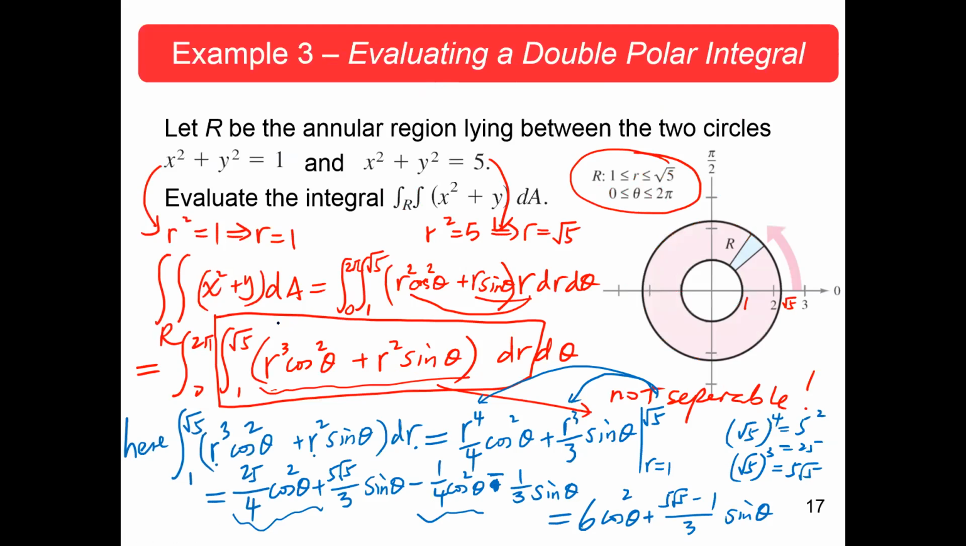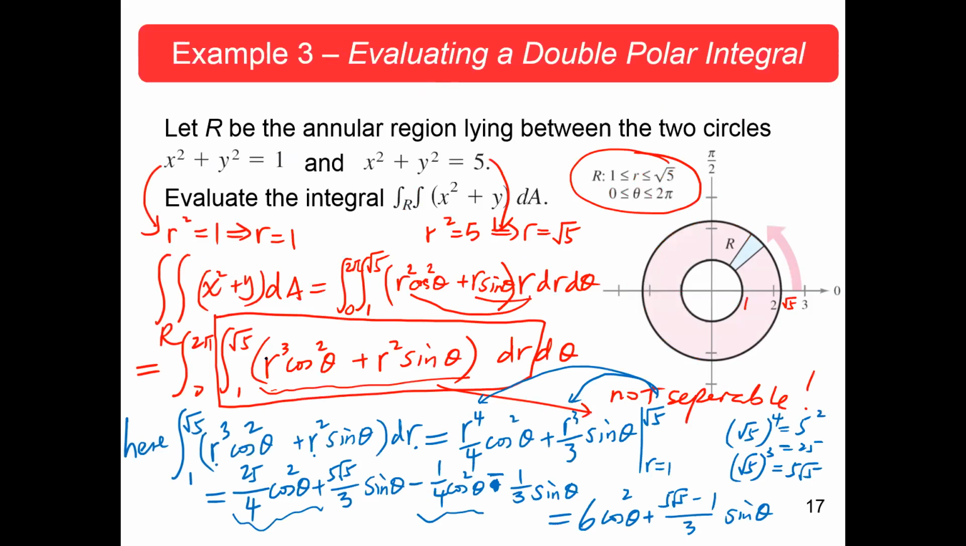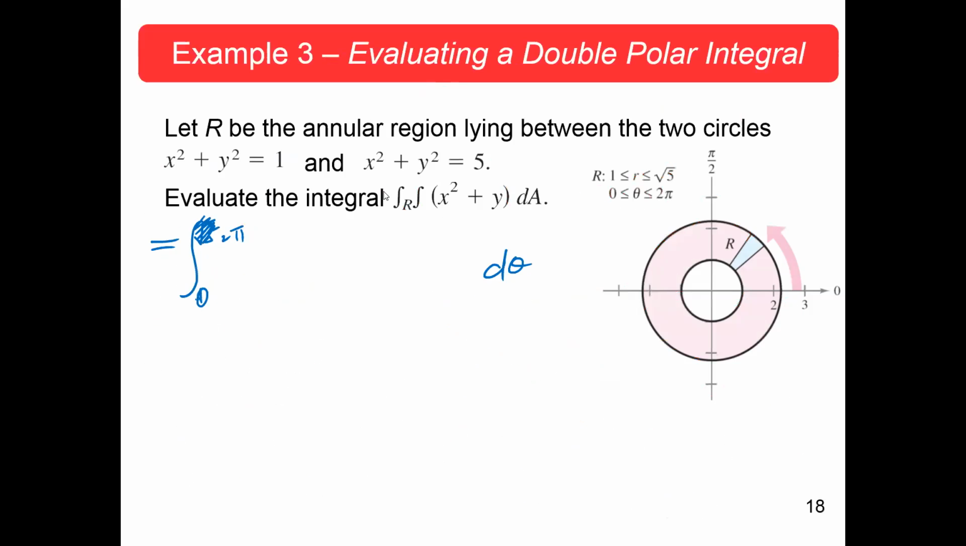Okay, so this finishes the inner integral, right? And we still have the outer integral. Oh, sorry, from 0 to 2 pi, right? The outer integral, d theta, from 0 to 2 pi. And you put this part inside. So 6 cosine theta squared, and then plus 1/3 times 5 root of 5 minus 1 sine theta, d theta.